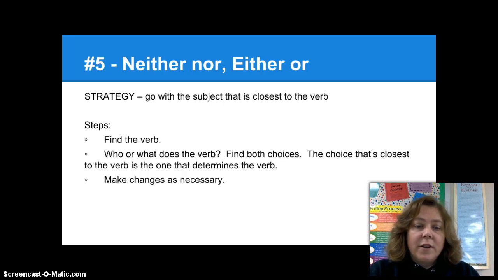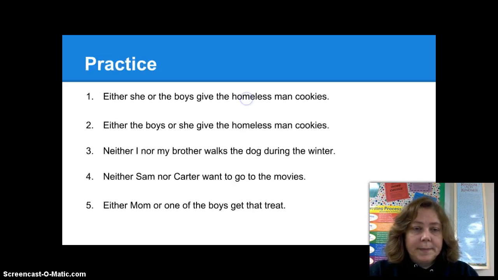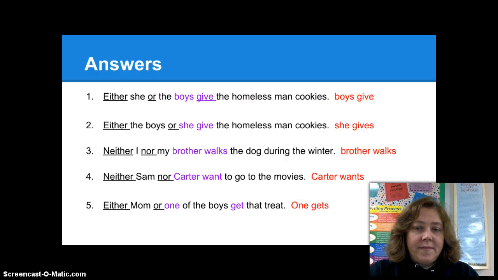So you find the verb, you ask yourself who or what does the verb, you find the one that's the closest, and you make that match with the verb. Here's some practice. Do these practices, pause the video, and then you can go on to the answers. Here are the answers. Check them and then move on to the next strategy. And that's strategy 5.